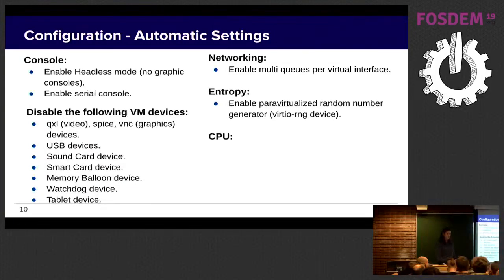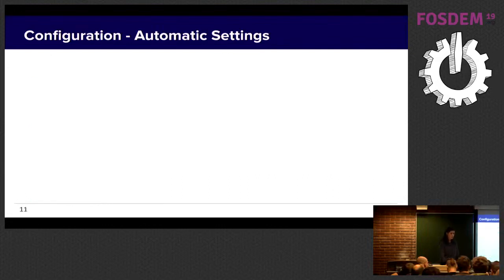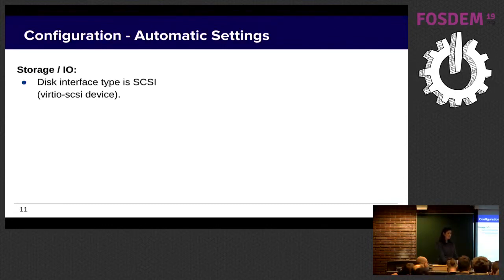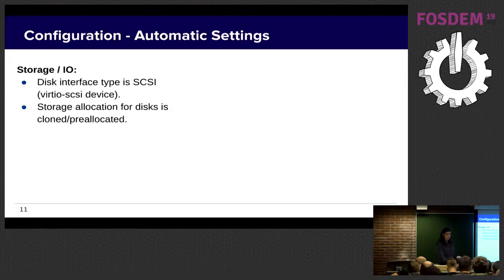And regarding CPU, we will set the CPU cache layer 3, in addition to layer 1 and layer 2. I'm continuing with the automatic settings. So regarding storage and I/O, the disk interface by default is set to SCSI. The storage allocation for disks is clone or pre-allocated, so that read-write operations will be much quicker. And we enable the I/O threads, while the default we choose is 1, meaning that there will be one thread dedicated to serve I/O requests.